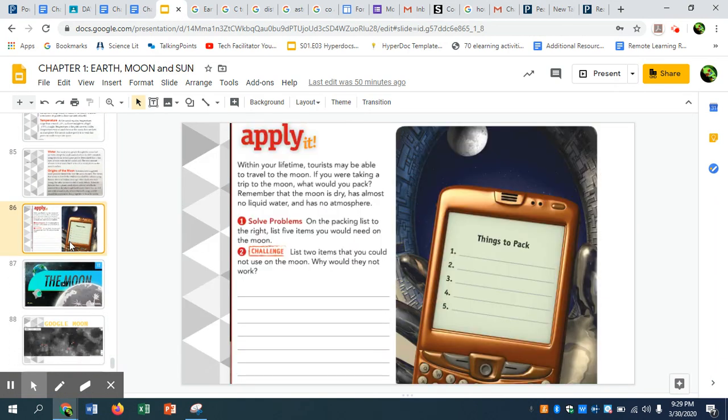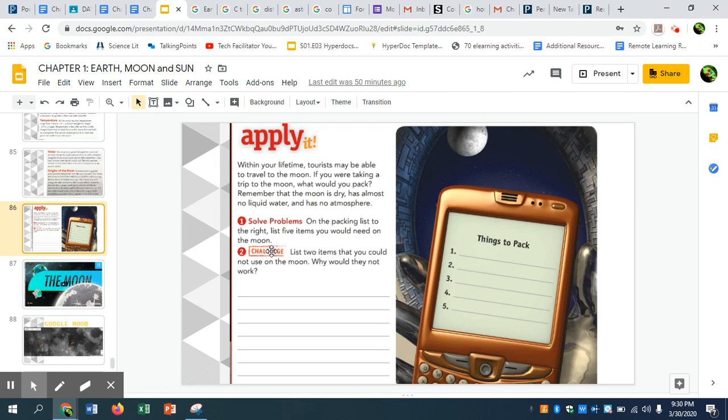Okay, next activity, the apply it. So let's say we are going to go to another planet, to the moon, to Mars, to wherever. You don't want to go to Venus. Trust me, too hot. So it says on the packing list to the right here, list 5 items you would need on the moon. So think about on Earth. What are the basic things you need for life? You need food, you need water, you need shelter. Bam, 1, 2, 3. Food, water, shelter.